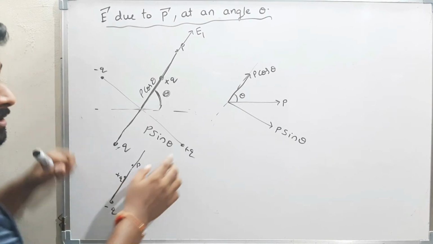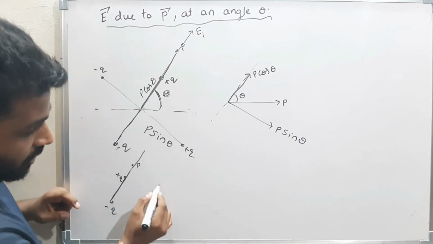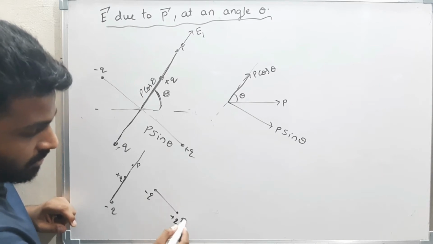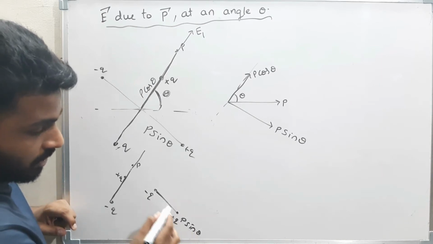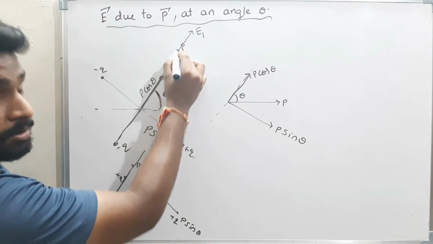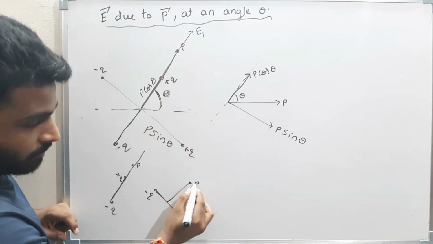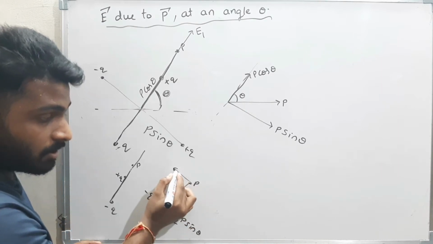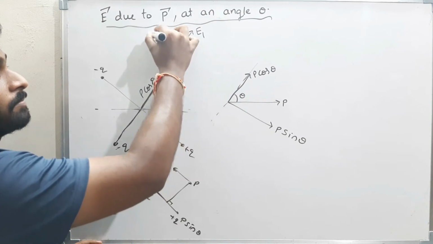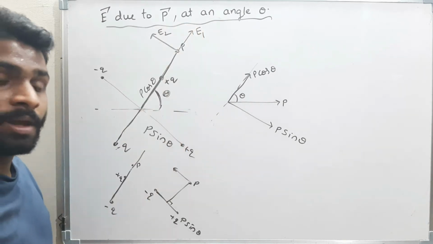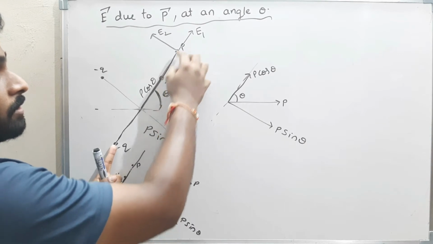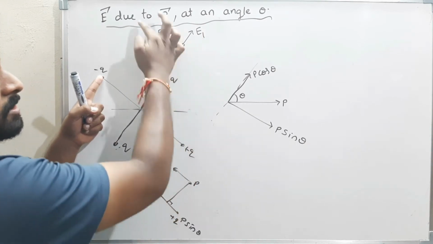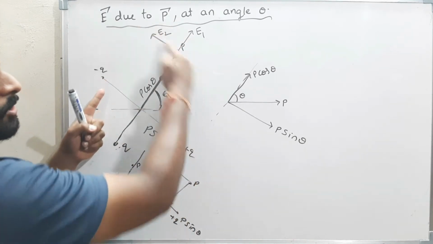Okay, now for this dipole, minus q and plus q, and this is p sin theta. And for this dipole, where is this point P? This is in equatorial position. Therefore, the electric field will be in this direction, this is the electric field E2. Is this clear? Because of this dipole, at this point it is in axial, E1, and because of this dipole, at this point it is in this direction, E2. For this, it is an equatorial position.